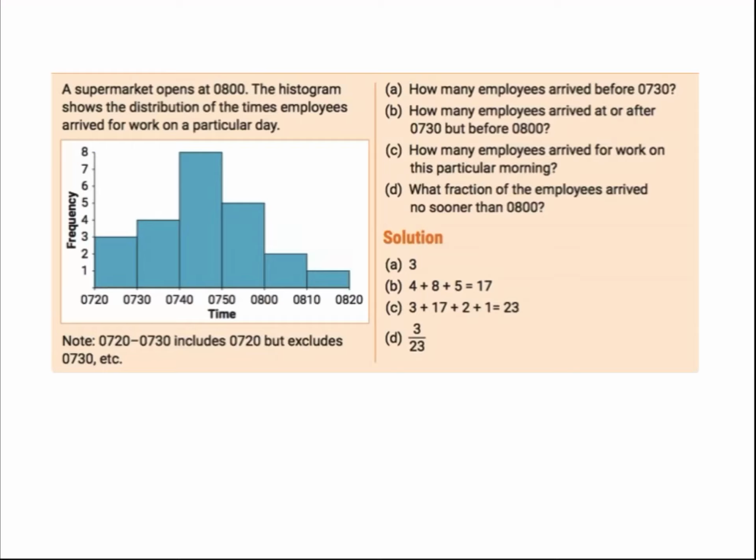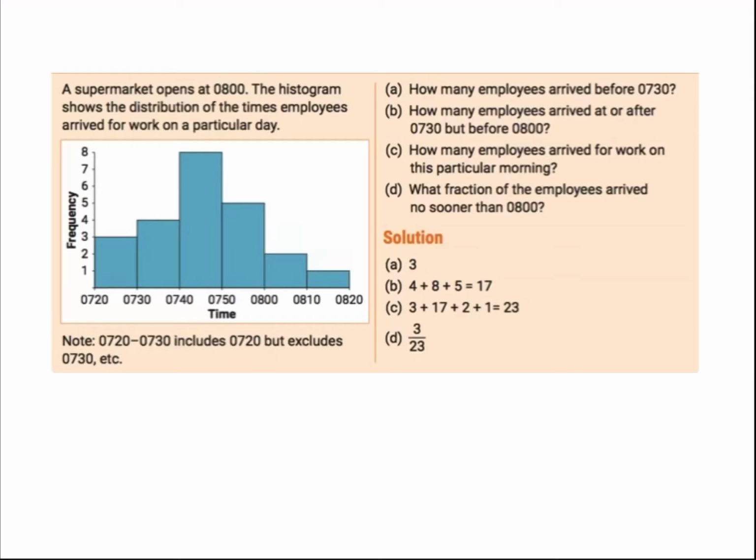The last part, part D, says, what fraction of the employees arrive no sooner than 8 o'clock? So how many of them arrive no sooner than 8 o'clock? No sooner means that they are arriving from 8 o'clock onwards. So how many people arrived from 8 onwards? Looking at from 8 o'clock onwards, there are 2 bars. The first bar is from 8 to 8:10 and that's 2 people. The second bar is 8:10 to 8:20 and that's 1 person. So it's 3 people altogether.